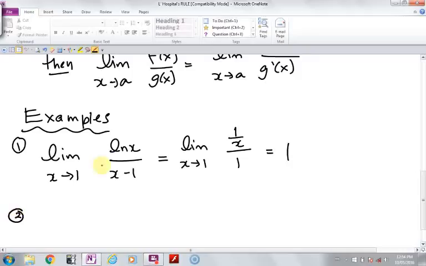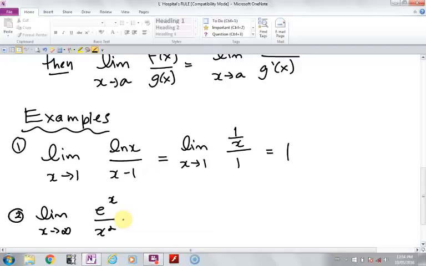All right, let's try this one. The limit as x goes to infinity of e to the x over x squared. So if we have e to the infinity, that's infinite. And if we have infinity squared, that's infinite as well. So this is an indeterminate form of infinite over infinite, right?